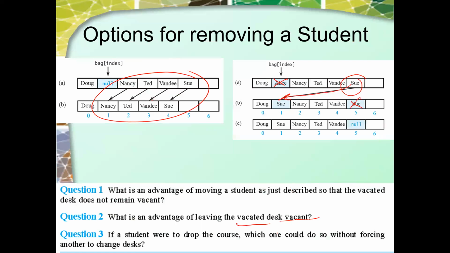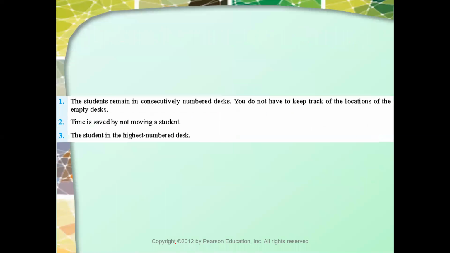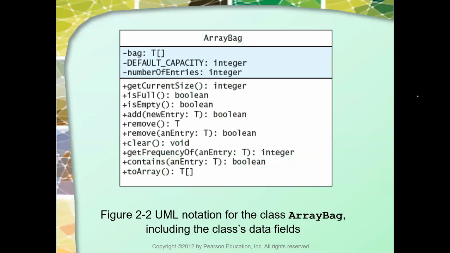If a student were to drop the course, which one could do so without forcing anyone to change desks? Yeah, the last person in the array could drop without doing anything. Right? So if the students remain in consecutive desks, you don't have to keep track of the location of the gaps, which is nice. So that's the thought process that goes into designing these things. This is the UML diagram, which indicates the methods we'll be writing.